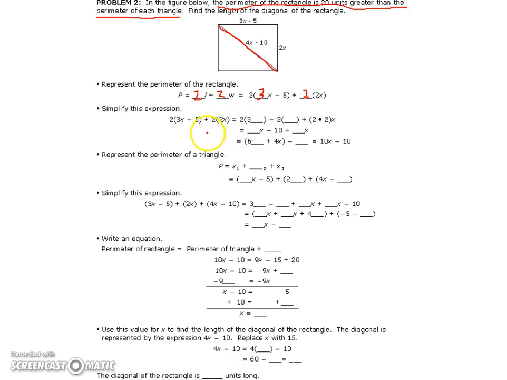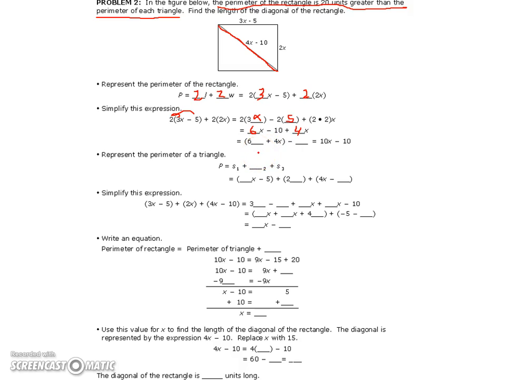Now, using a little distributive property, we can simplify this a little bit. So we're going to multiply the 2 times each of these terms. So 2 times 3x and 2 times negative 5. And then in the back, we have 2 times 2x. Here we can use the associative property to move the grouping symbols to the front around the coefficients there. All right, so let's simplify this a little bit. 2 times 3 is going to give us 6x. And then 2 times negative 5 is negative 10. And then 2 times 2 will give us 4.